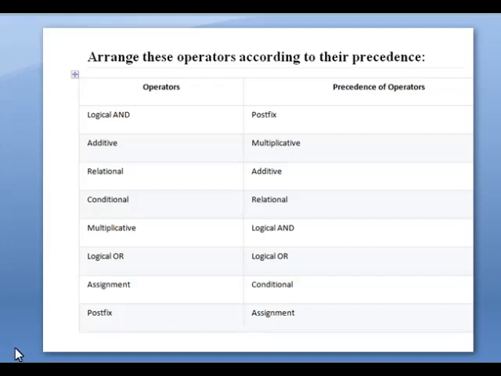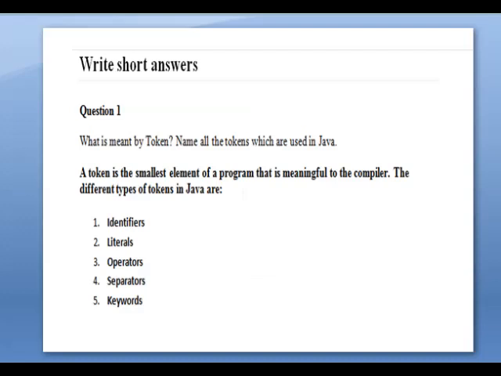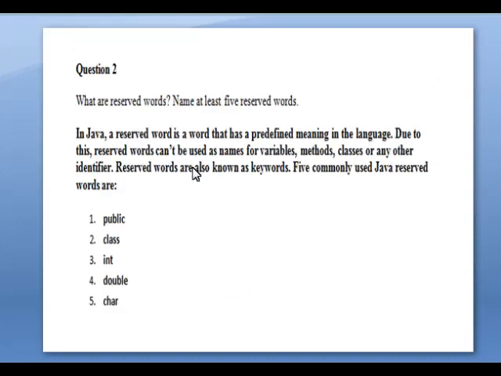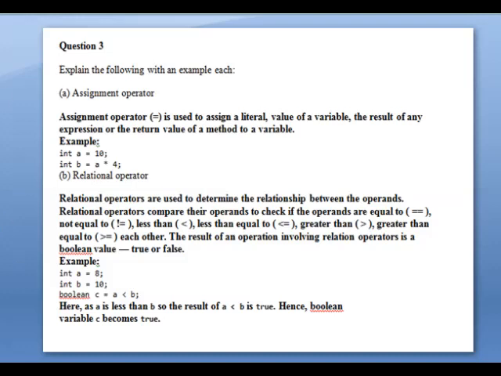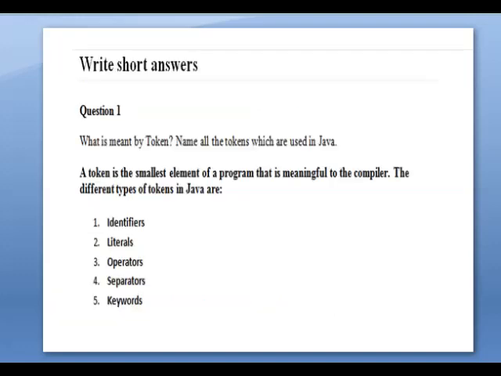Then short question answers. What is meant by token? Already you know what is meant by a token. Token means the smallest unit that is used inside a program. A token is the smallest element of a program that is meaningful to the compiler. The different types of tokens in Java are identifiers, literals, operators, separators and keywords.